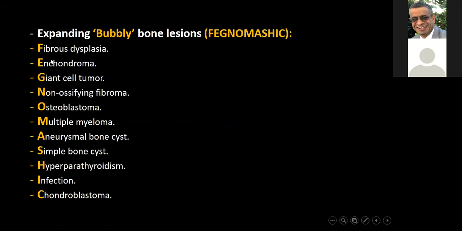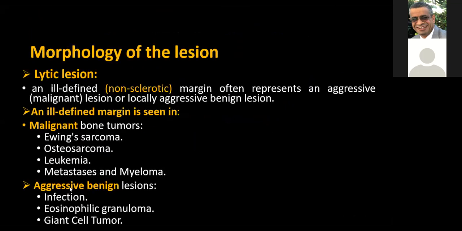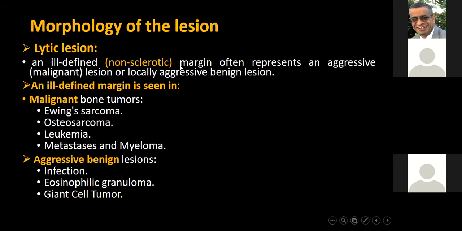So the differential diagnosis for this expanding lesion follows the mnemonic, which includes fibrous dysplasia, enchondroma, giant cell tumor, non-ossifying fibroma, osteoblastoma, multiple myeloma, aneurysmal bone cyst, simple bone cyst, hyperparathyroidism, infection, and chondroblastoma. An ill-defined or non-sclerotic margin represents an aggressive lesion seen in malignant tumors and locally aggressive benign lesions. The malignant bony tumors with ill-defined margin include Ewing sarcoma, osteosarcoma, leukemia, metastasis, and myeloma, while the locally aggressive benign lesions include infection, eosinophilic granuloma, and locally aggressive giant cell tumor.